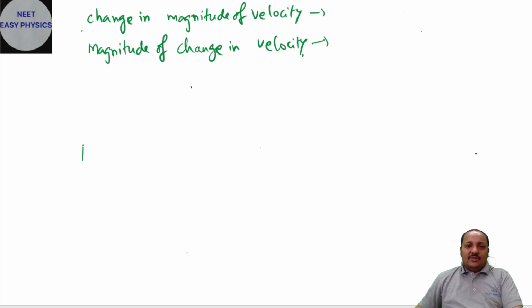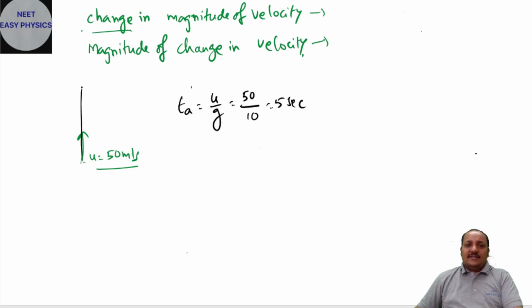An object is projected with initial velocity 50 meter per second from the surface of the ground. Let us assume, what is the change in magnitude of velocity after the time of ascent? What is the time of ascent equation? u by g. So 50 by 10, so 5 seconds. After 5 seconds, where is the object? It will be at maximum height. Its final velocity will be 0. Isn't it?